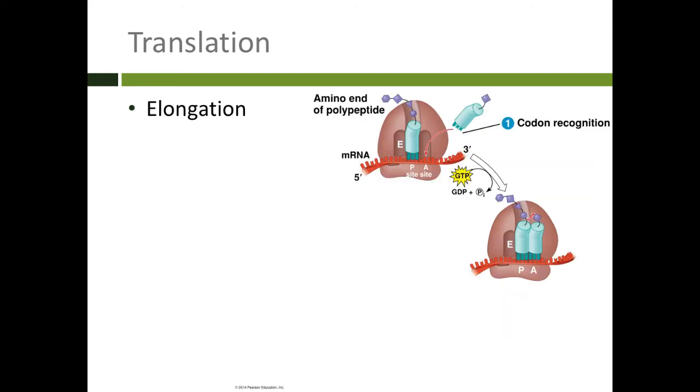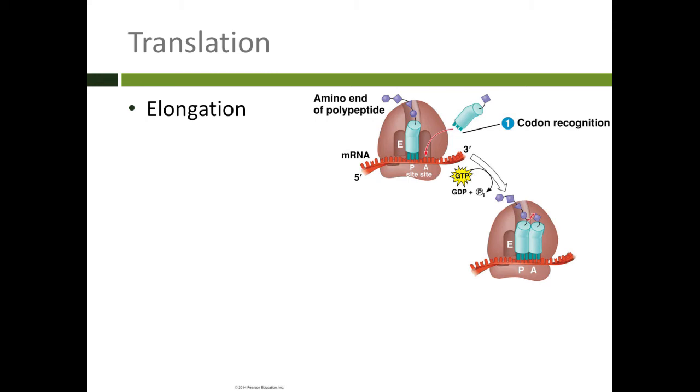The second phase of translation, elongation, is shown here. The ribosome is moving along the messenger RNA towards the right. A new tRNA enters the A site. The anticodon of the tRNA will bind to the messenger RNA. Only the correct anticodon will bind.